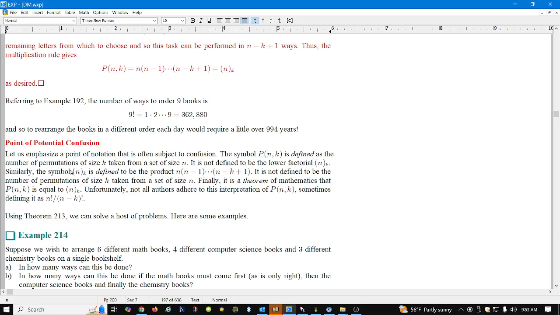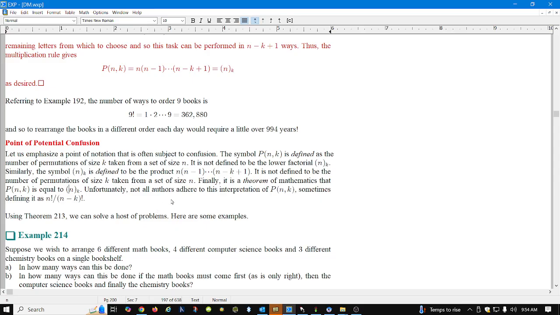And similarly, n lower factorial k is defined to be this product. It has nothing to do with permutations on the surface. Initially, it's just defined to be a product. It's not defined to be the number of permutations of size k taken from a set of size n. Finally, it's a theorem in combinatorics that this value is equal to this value. Okay, so I urge you to think of things this way. It's neat, it's clean, it's clear.